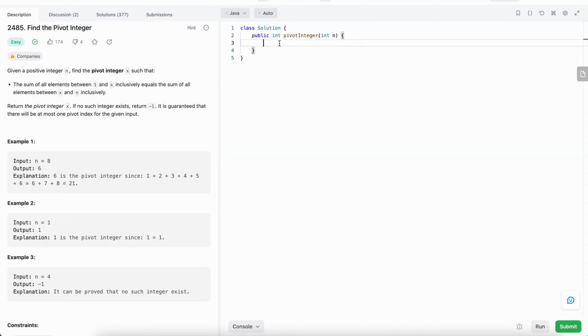In this one, we'll do Leetcode 2485, find the pivot integer. This is an interesting math problem, and it says, given an integer n, find the pivot integer x such that the sum of everything between 1 and x inclusively equals the sum of everything between x and n inclusively. And if there is no such integer x, we return -1.